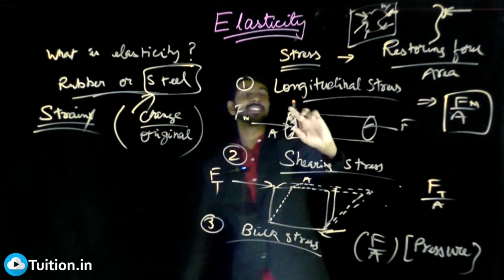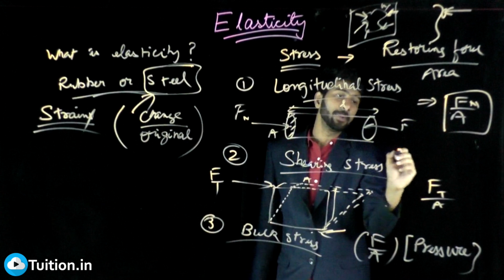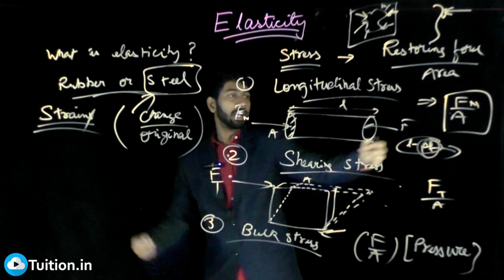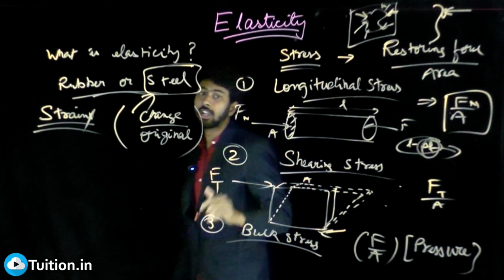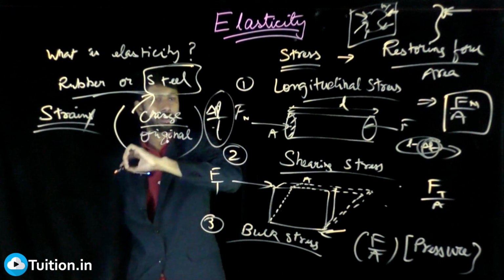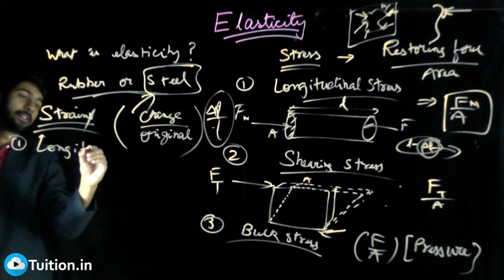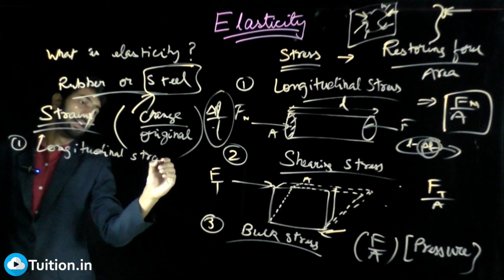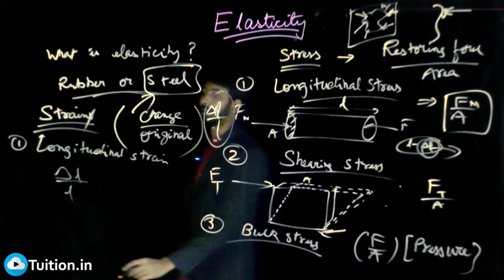That means if I'm talking about length, if the original length was L, I applied some force, the length became L minus delta L. That means actually the change was delta L. If I pull it, it will become L plus delta L. But let your delta L be the change. So delta L by original length L is your strain. So I just explained what longitudinal strain is. Longitudinal strain is nothing but delta L by L, change in length of the wire by original length of the wire. Very simple to understand.